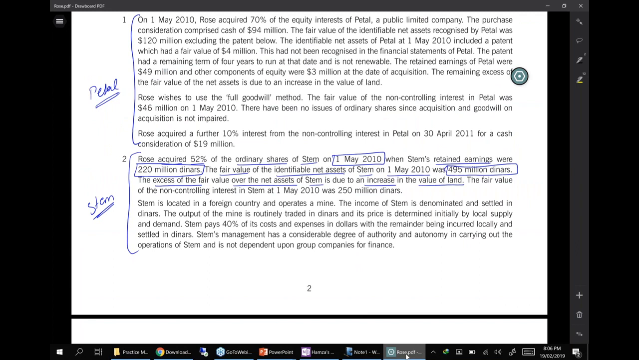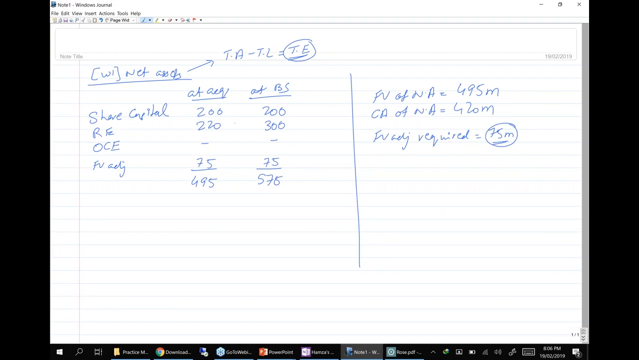So now if we calculate the net assets still over here, the sum is going to be 495 at acquisition and 575 at the balance sheet date. But the difference between this foreign subsidiary and a normal subsidiary is that we have all these values in dinars. So what we need to do is to convert these values into dollars. So we are going to apply an exchange rate onto this.